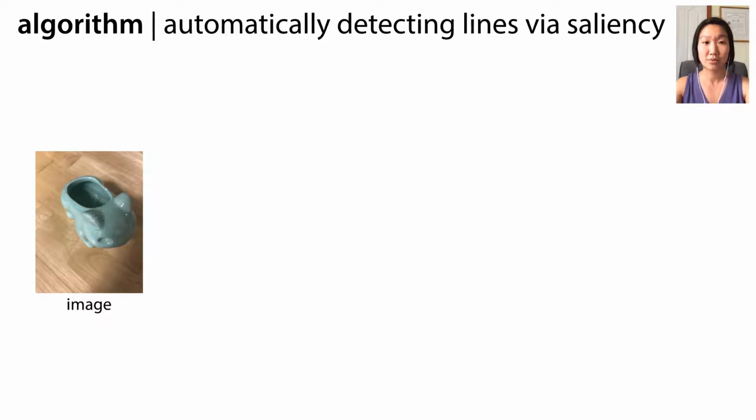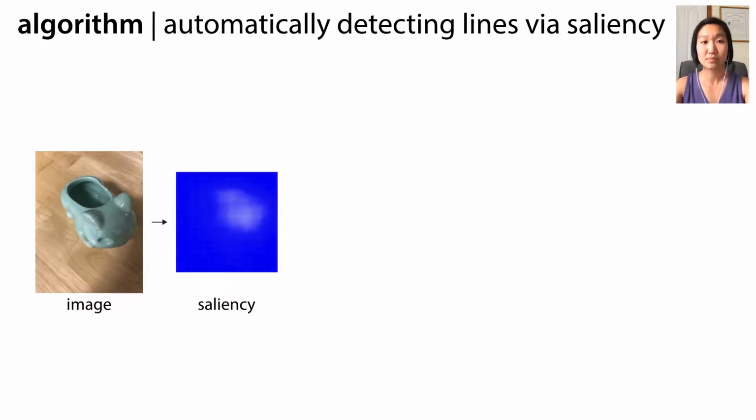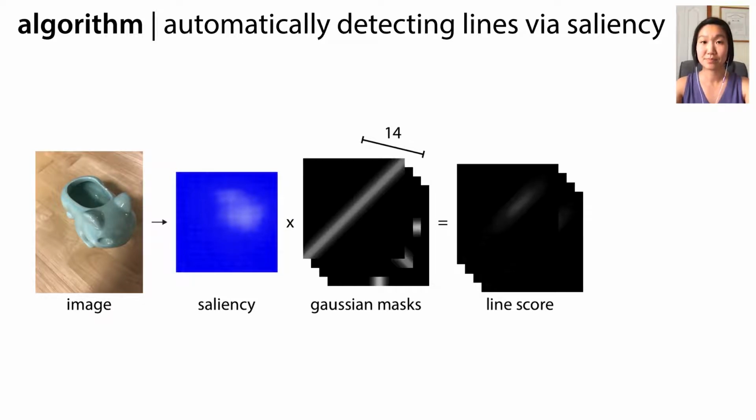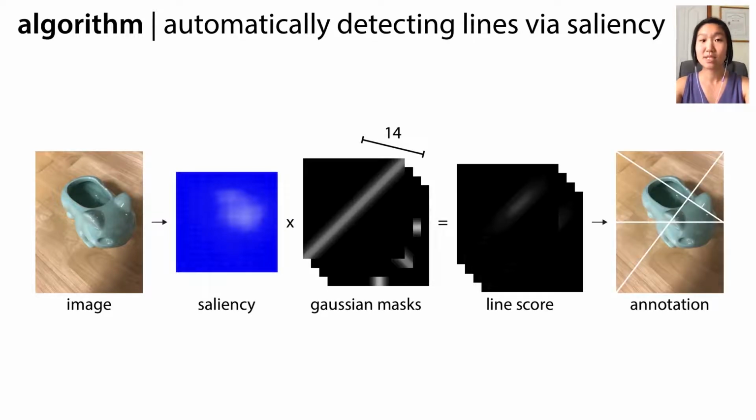In order to do so, we needed to give each line a score based on its proximity to visually salient regions in the image. We start by computing a per pixel saliency map. For each of the 14 lines in the armature, we generate a Gaussian mask along the line and multiply each one by the saliency map. Summing up the per pixel product gives us a score for each line. We denote the lines with the top 3 scores as our adaptive armature.